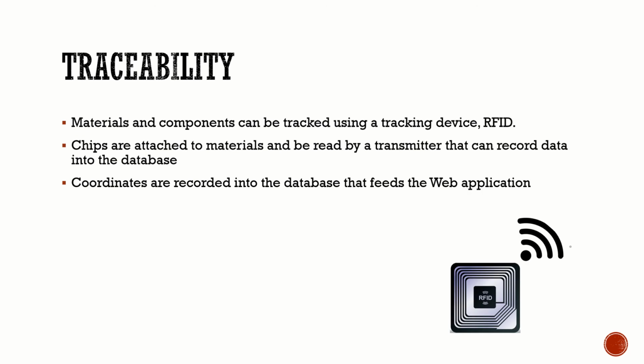Moving on, with the use of RFID, materials and components used within the manufacturing process can be tracked. RFID are chips that are attached to materials and is read by a transmitter that can record data into the database. So information such as material ID, time, and where it was scanned is recorded. Coordinates are also recorded into the database. And all of these data are fed into the web app. So that's how it's all connected.